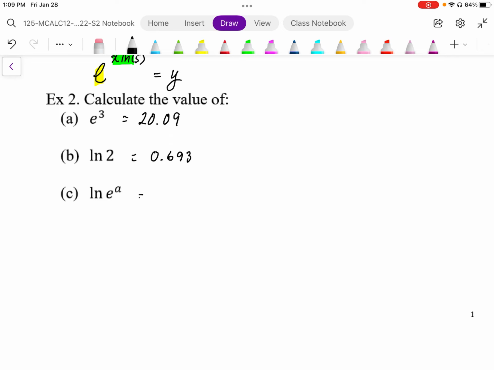And if I were to do log rules with base e, well, as long as the base of the log and base of the exponent match, we know that the log and the exponent undo each other, and we end up with the exponent a.